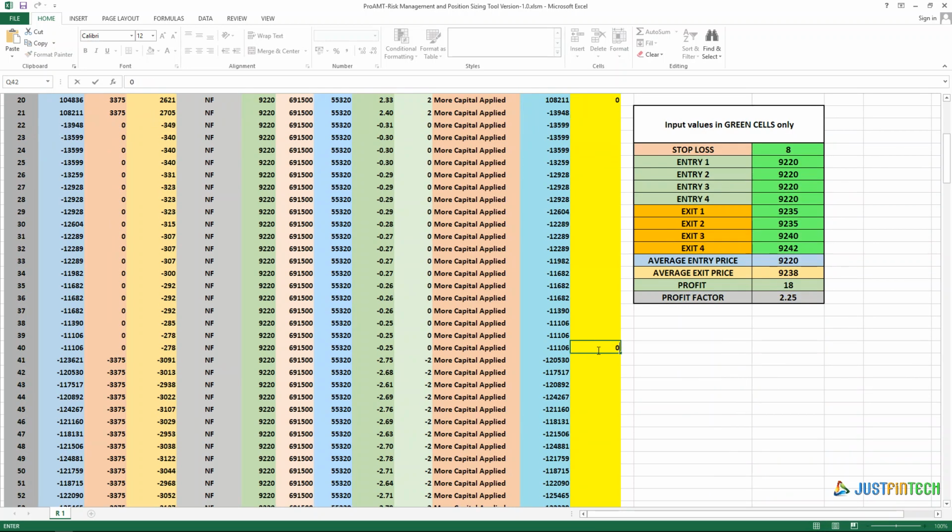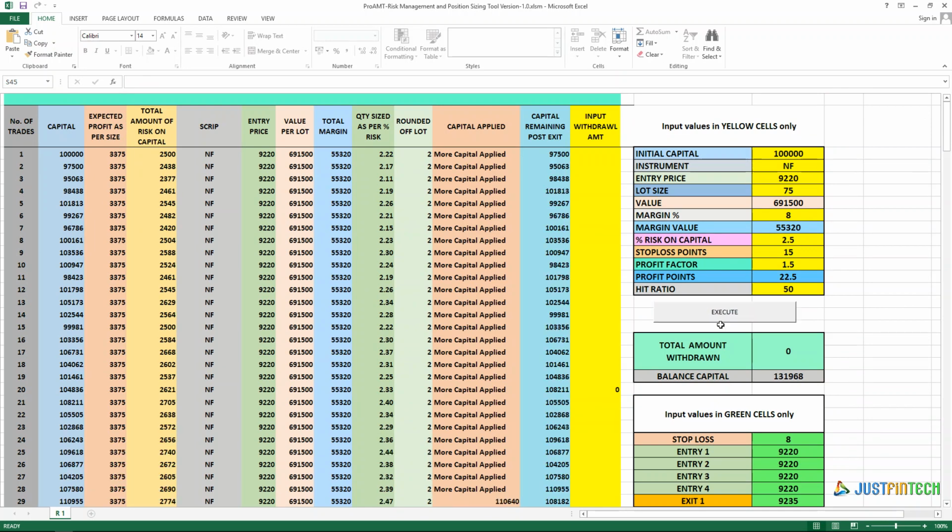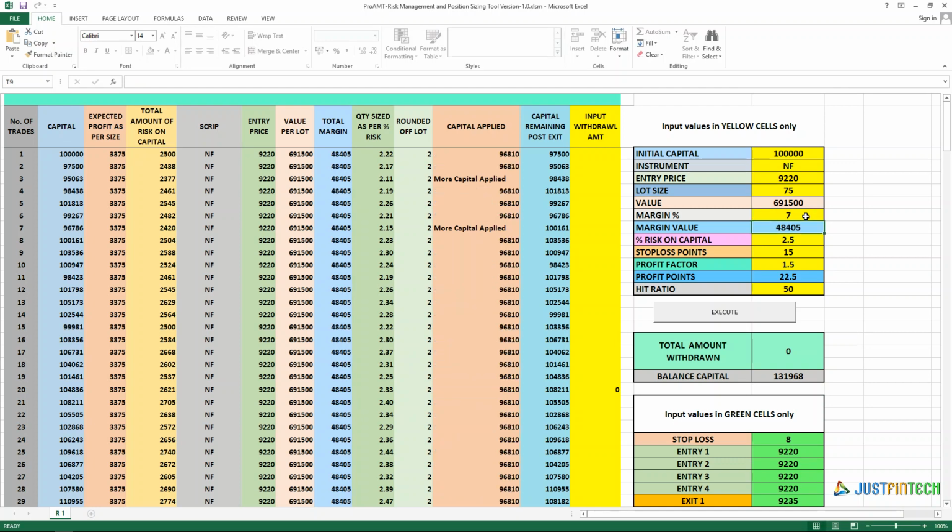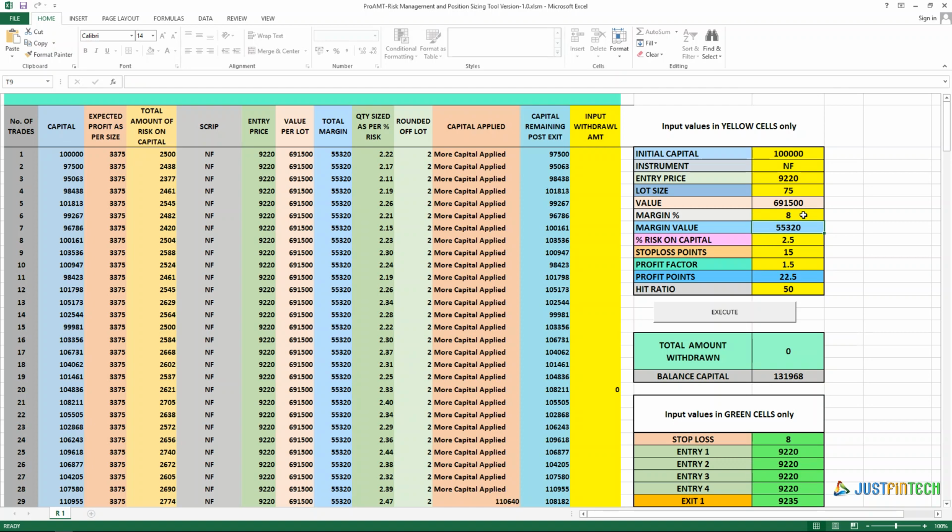Like somebody wants to trade with 1 lakh, and they want to take a minimum 2.5% risk for a stop loss of 15, then it's possible. But then what will happen is you are essentially applying more than the capital that you have, because your margin is 55, so you are taking leverage as well. So suppose you take a few thousands leverage, here you make it 7%, and your leverage would go higher. So that way also you can calculate.